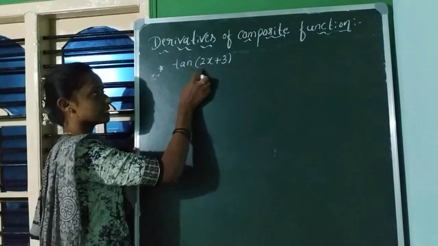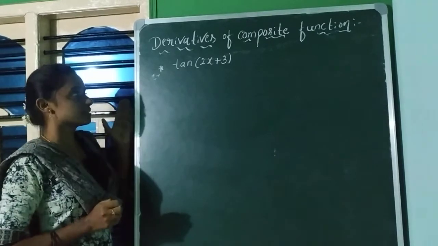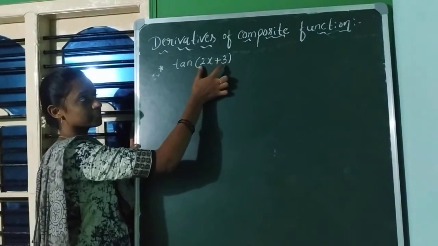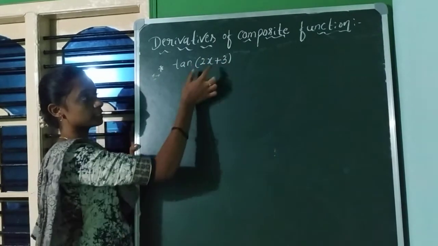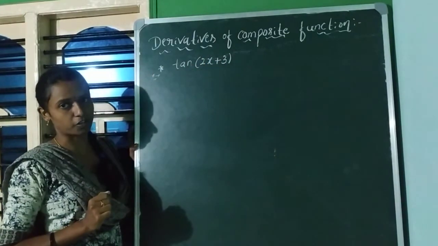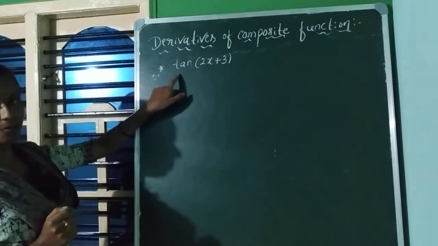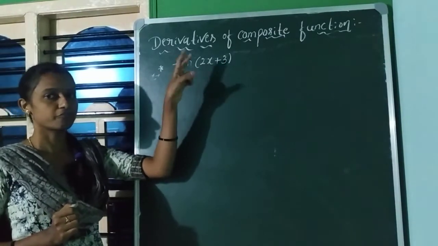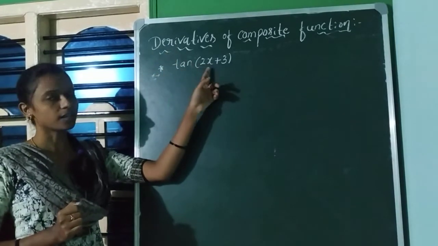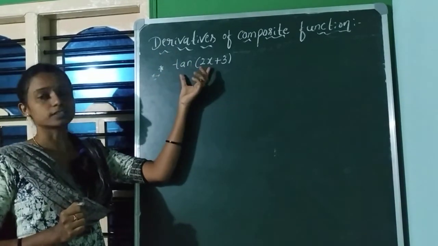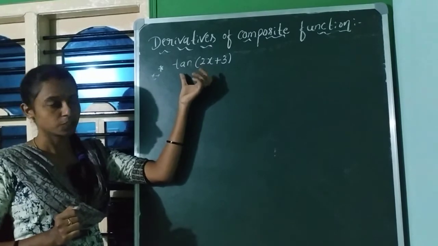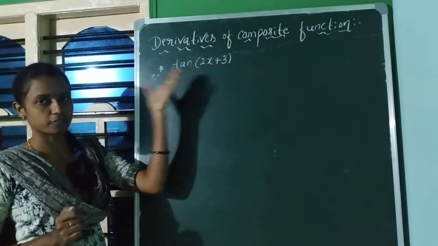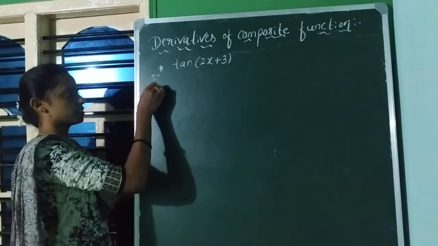Now you can consider this a composite. How can you say this is a composite? There is a tan, and you can consider this whole thing as one variable because this is also an algebraic function. There is one trigonometric function and one algebraic function. It is a combination of two different functions, trigonometric and algebraic. Hence you need to consider this a composite function, and we will apply the chain rule as I said.